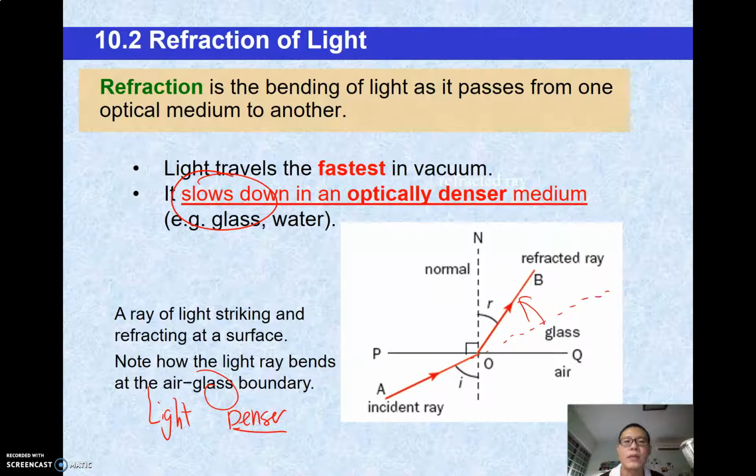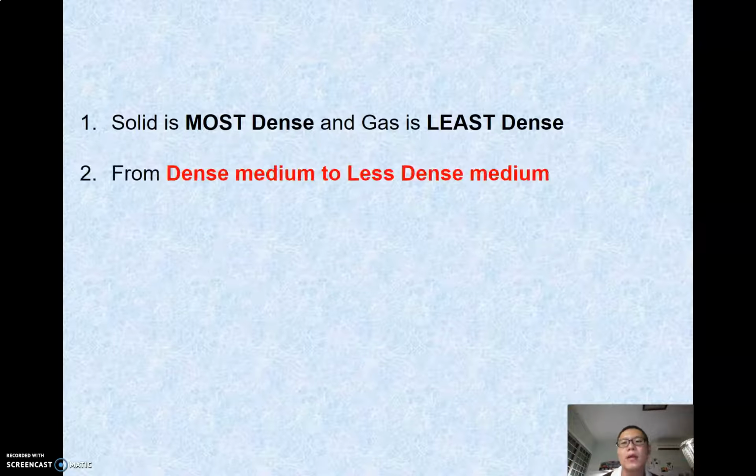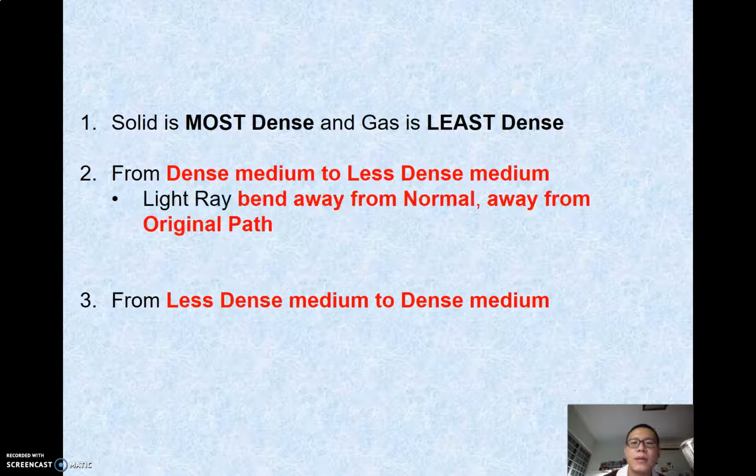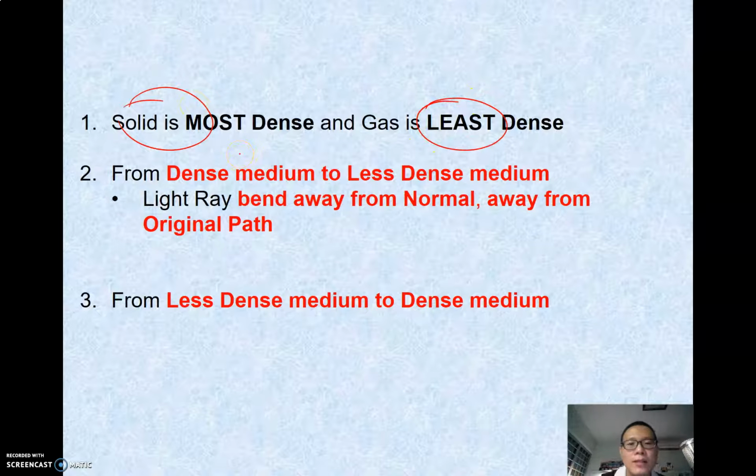If I do a general summary of the two possible observations, I can classify into two possible cases: when I transit from dense to less dense medium, and when I transit from less dense to dense medium. For example, solid is the most optically dense medium, gas the least dense. If I transit from dense to less dense, for example from glass to air, my ray's direction of travel bends away from the normal.